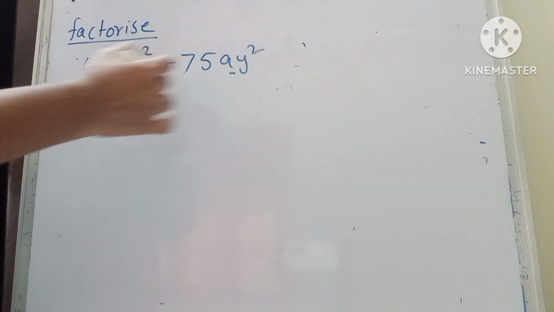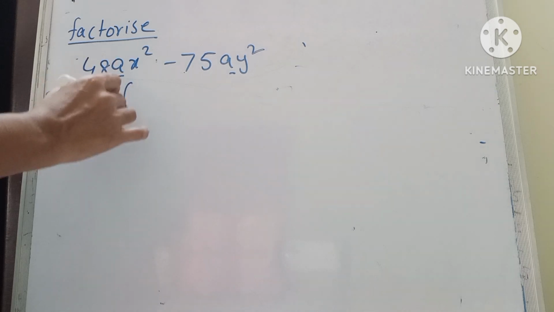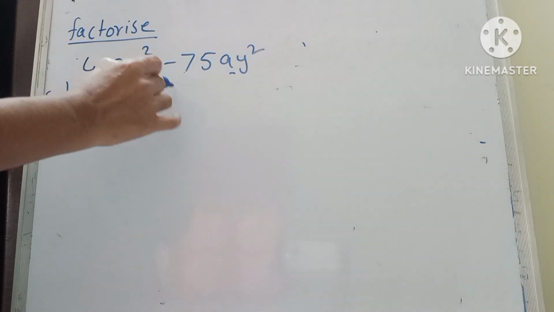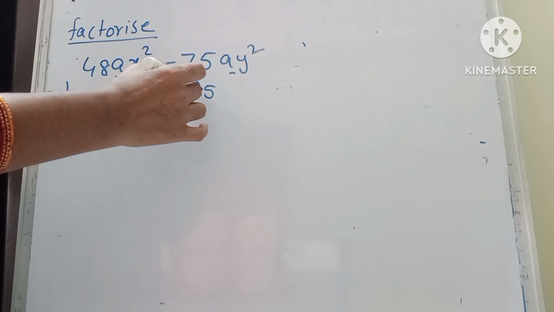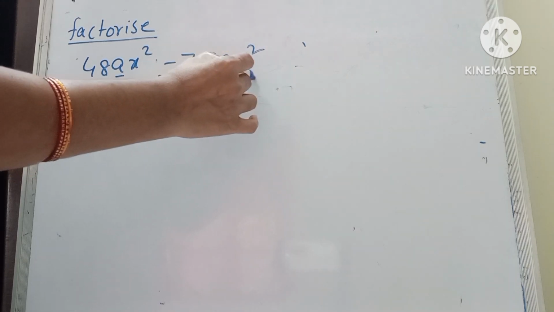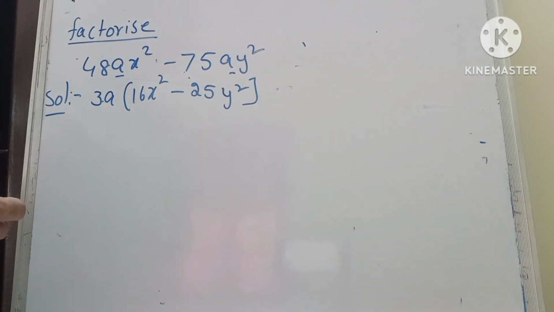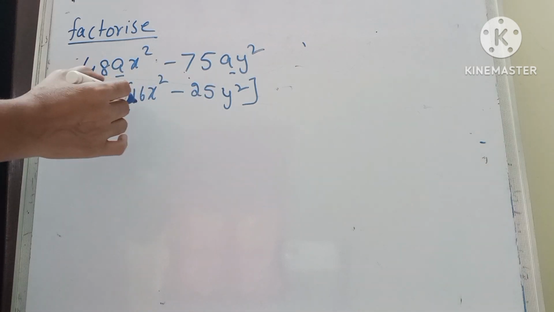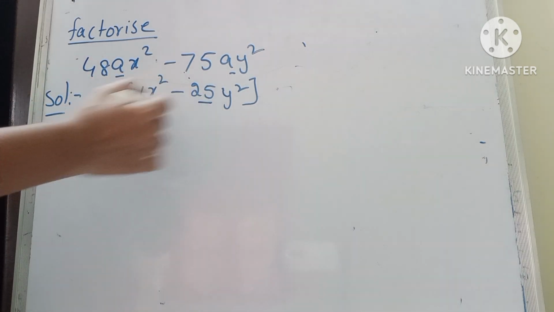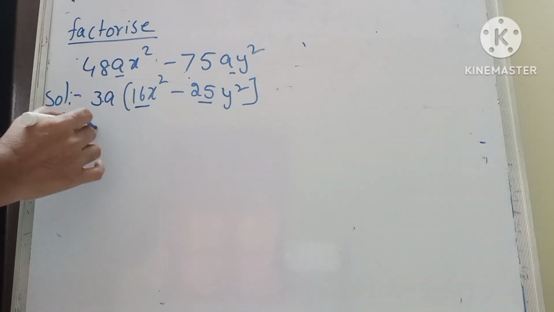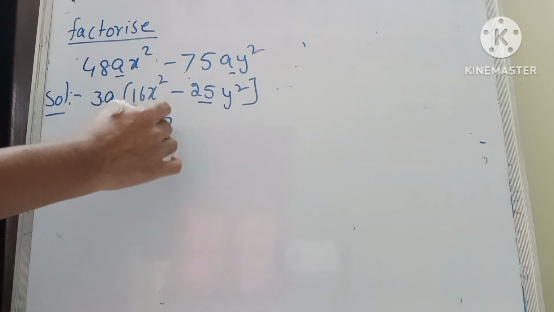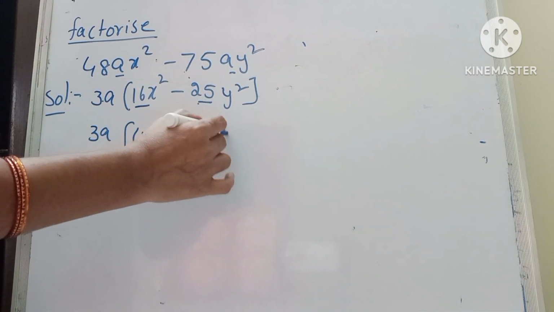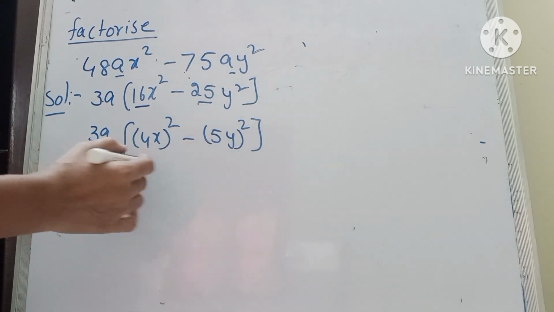Look at the variables. A is a common factor. That's it. 3a times 16 x square minus 25, 3 divided by 75, 25 times y square. Can we simplify anymore? Did you observe 16 is a perfect square number and 25 is also a perfect square. So can we write this as 3a into 4x whole square minus 25 is 5 square, which is 5y whole square.